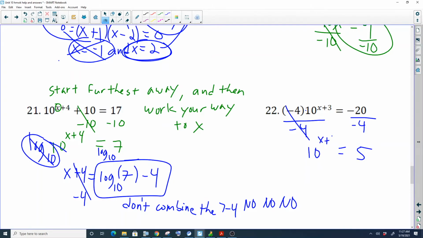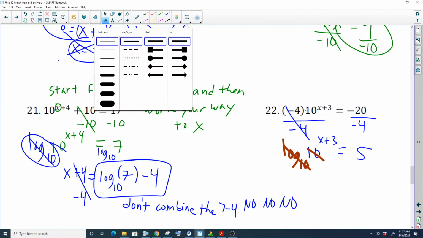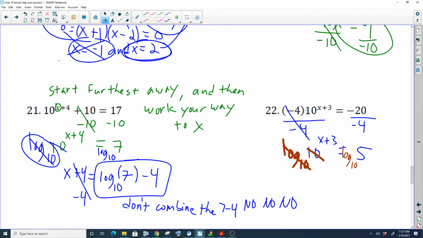Bring down our 10 to the x plus 3. Now, again, to undo the base there, we're going to log base 10. And if you do it on one side, you have to do it on the other side. So log base 10, log base 10. Then we have x plus 3 is equal to just the log base 10 of 5. Nice. So now we're just going to minus 3 and call it good. x equals log base 10 of 5 minus 3.